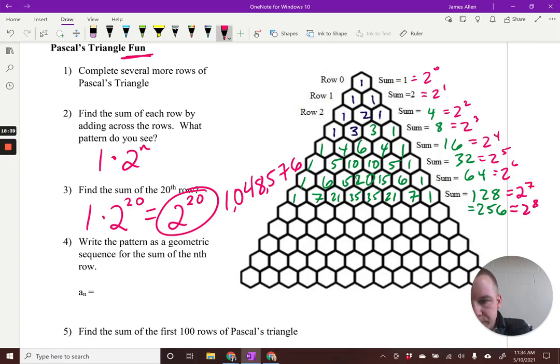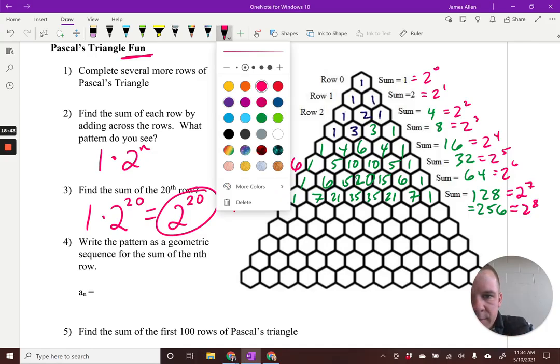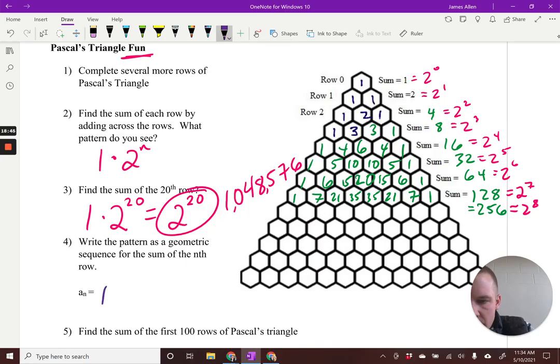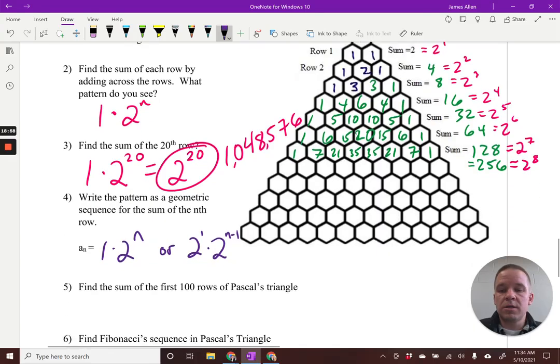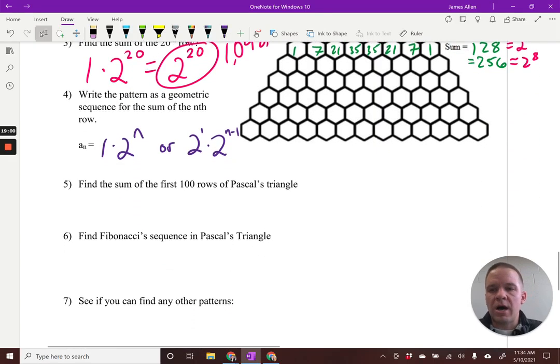So now we want to write the pattern as a geometric sequence for the sum of the nth row. Okay, so we could do 1 times 2 to the n. Or if you wanted to keep with the n minus 1, we could do 2 to the first times 2 to the n minus 1. That'll work. So either one of those works.